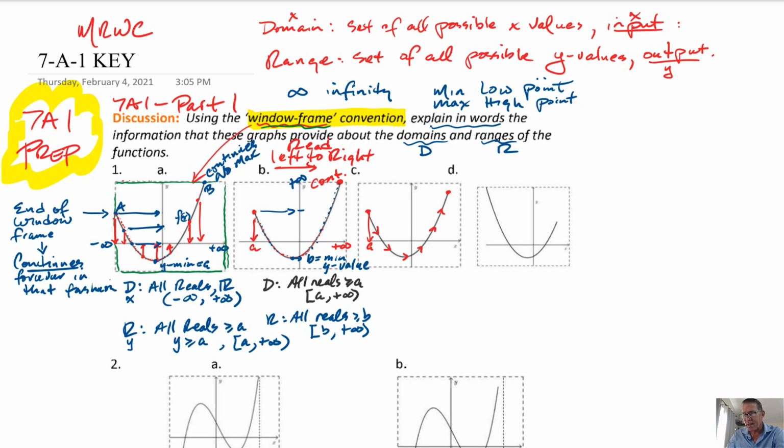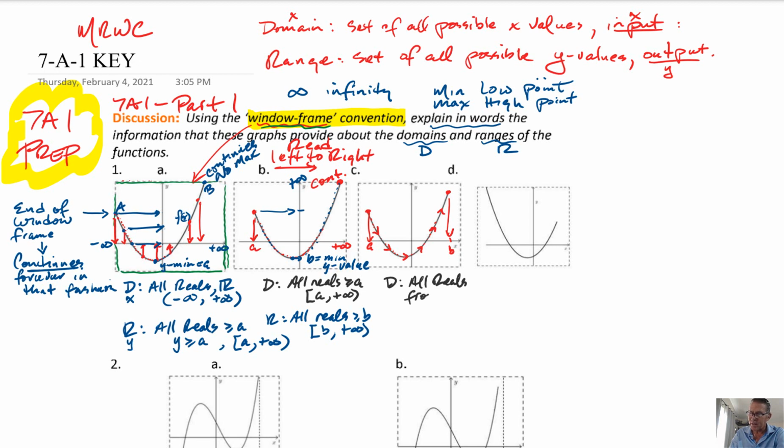The values of x on this graph, if you just cruise along the function, you're going to the right on the x-axis, so they're getting bigger and bigger, and they stop here, wherever that is. We'll call that B. So the x values start at A and go to B. So it's all reals from A to B. That's the domain. So the domain D is all reals greater than or equal to A but less than or equal to B.